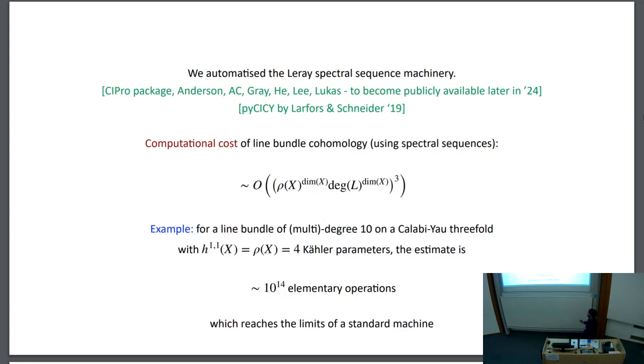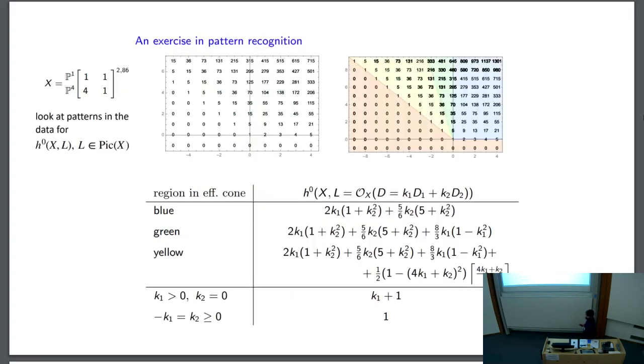What we observed by doing many such computations were certain patterns: that line bundle cohomologies can be expressed in terms of simple formulae, which are locally polynomial formulae. In this set of line bundles, there are different regions where these cohomologies can be expressed in terms of some polynomials. This is something that we were not aware of, and as far as we know, it was not known in the mathematics literature either.